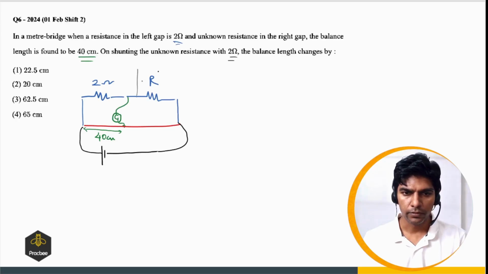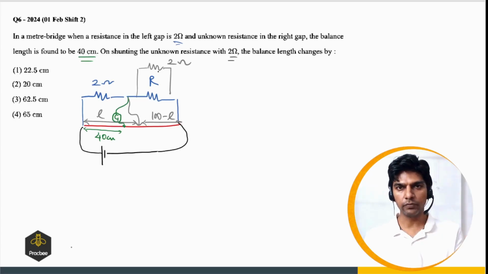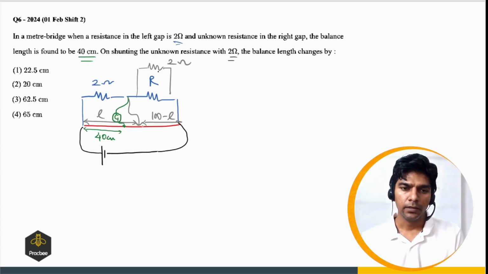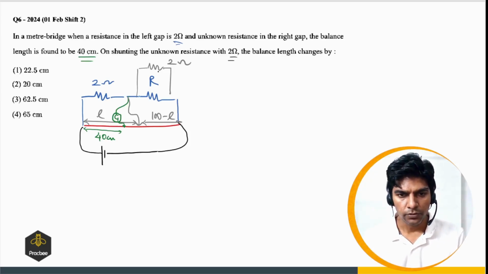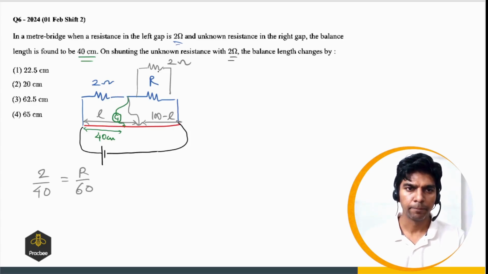If we shunt this with 2 ohms, let us say the balance length becomes L, and this will become 100 minus L, right? Because it's a meter bridge, it's a meter long wire, and L is in centimeters. So before shunting the unknown resistor, the equation for the balanced Wheatstone bridge will be 2 by 40 equals to R by 60, right?